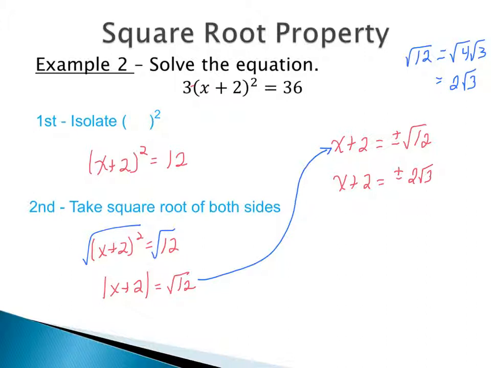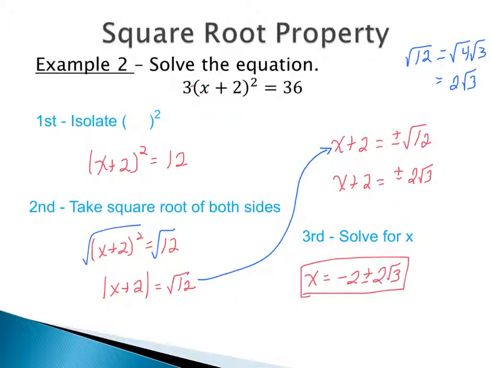Last, we just want to completely solve for x. So in our example 1, once we took the square root of both sides, we were solved for x. But for here, since we had that quantity squared, we have a little bit more work to do. I'm going to need to move that 2 over. So that way we have x equals negative 2 plus or minus 2 square root of 3. And remember, these are not like terms. If we're writing this as a solution set, we're going to have negative 2 plus 2 square root of 3, and then negative 2 minus 2 square root of 3.